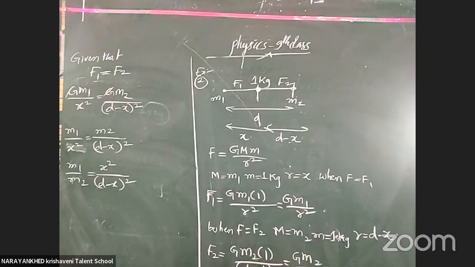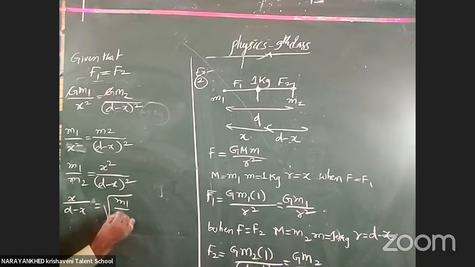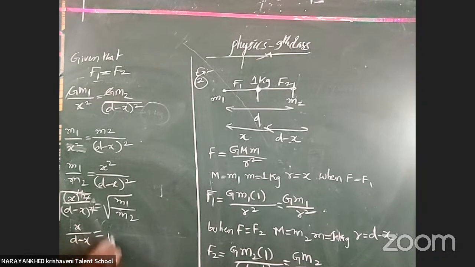Got it? Now take the square root on both sides. Then x by (D minus x) equals the square root of M1 by M2. The square root is applied on both sides, and the square and square cancel each other. So x by (D minus x) equals square root of M1 by M2. Got it? Now, after solving, what do we get here?